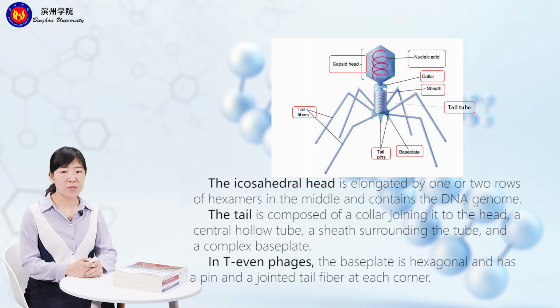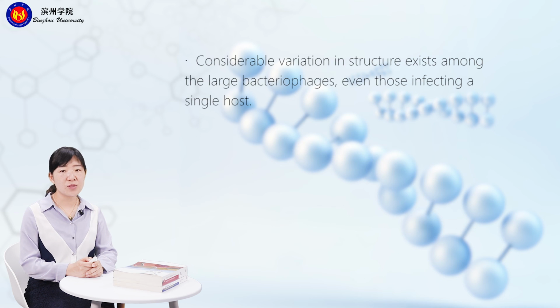The tail is composed of a collar joining it to the head, a central hollow tube, a sheath surrounding the tube, and a complex base plate. In T-even phages, the base plate is hexagonal and has a pin and a jointed tail fiber at each corner. Considerable variation in structure exists among the large bacterial phages, even those infecting a single host.